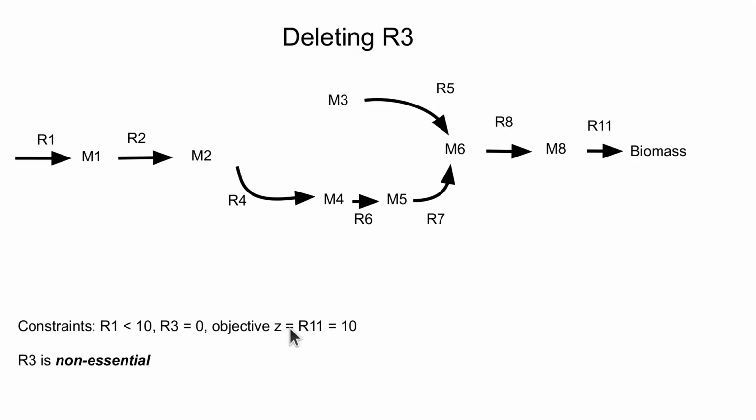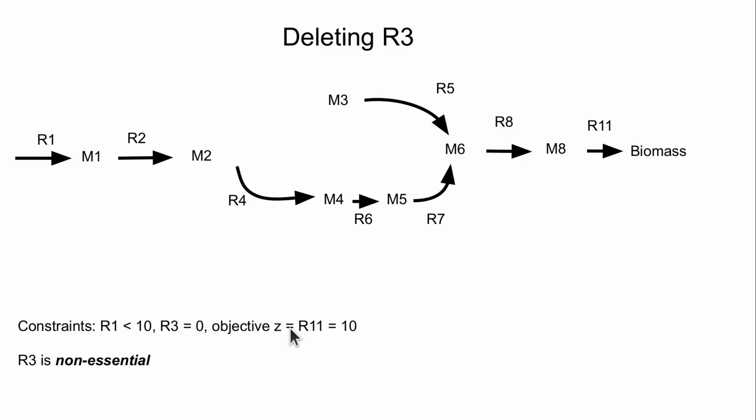So what happens now, for instance, if we delete something else? Well, if we delete R3, same as always, we set R3 equals 0 as a constraint. And with the constraint R1 now less than 10 as our constraint, we see that we cannot have any flux through here. We can't make any M3. And so because we can't make any M3, we can't create any M6 through reaction R5.